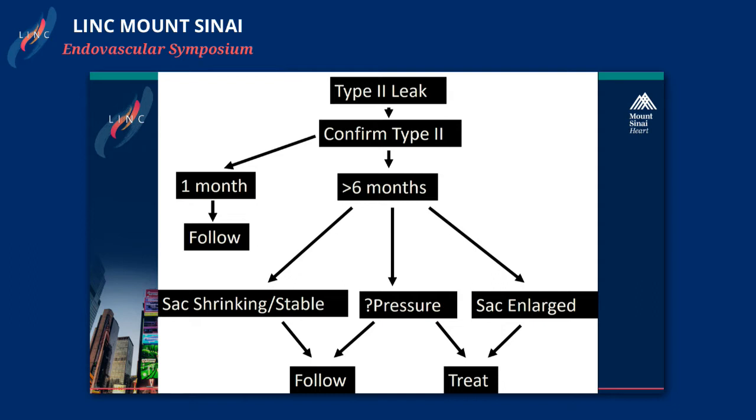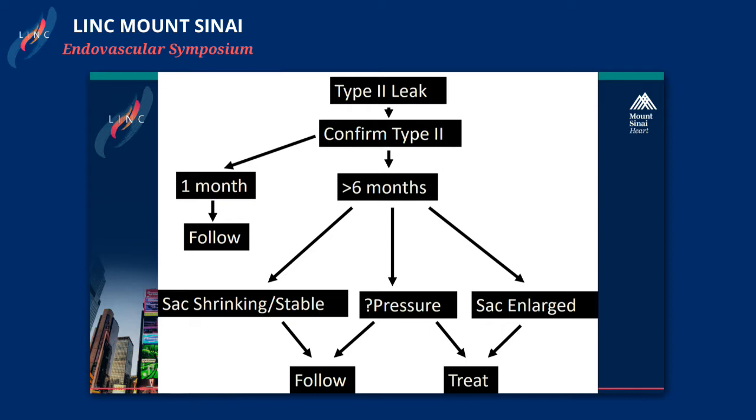I think most people would use this type of algorithm when managing type 2 endoleaks. The first thing to do, obviously, is to confirm that it actually is a type 2 endoleak and not a type 1 or a type 3. If it's early, we just follow it. If it's out past 6 months, if there's evidence of sac stabilization or shrinkage, then we typically would follow it. If there's sac enlargement or if for some reason there is a pressure that's obtained and that's high, then we would probably most likely move forward with some type of treatment.